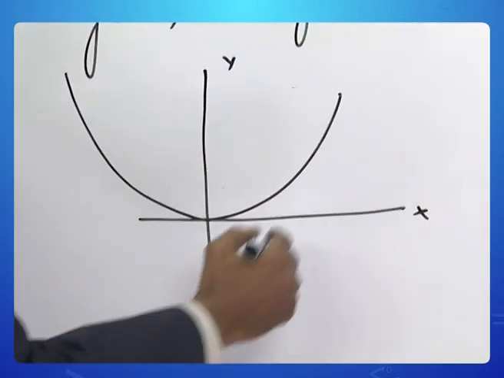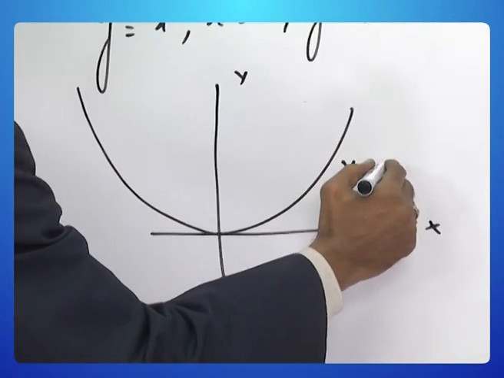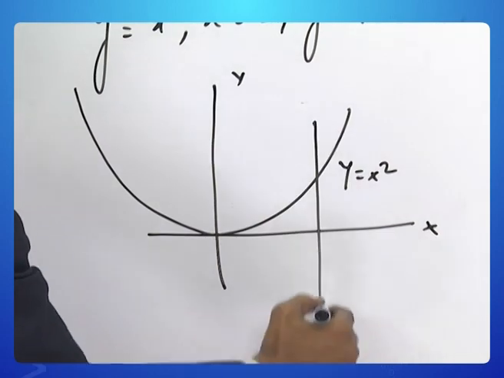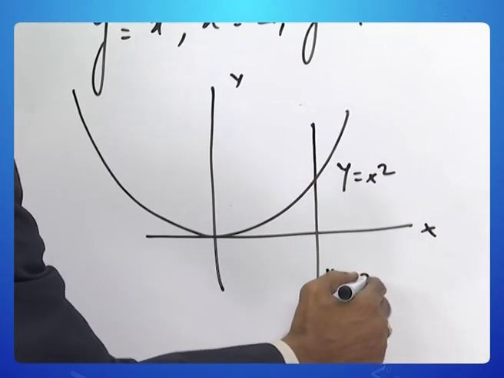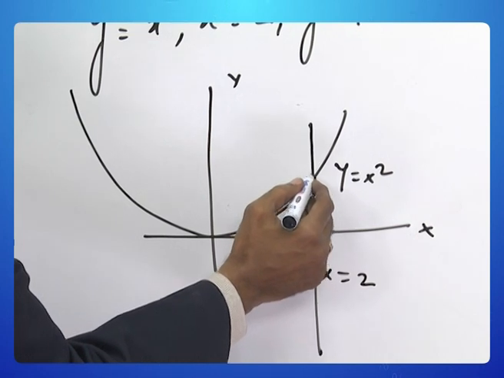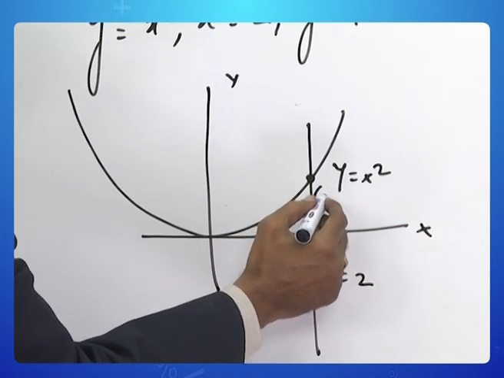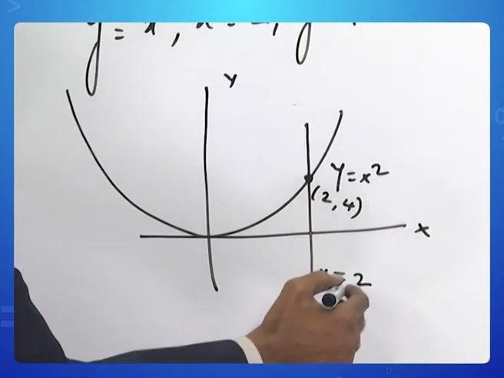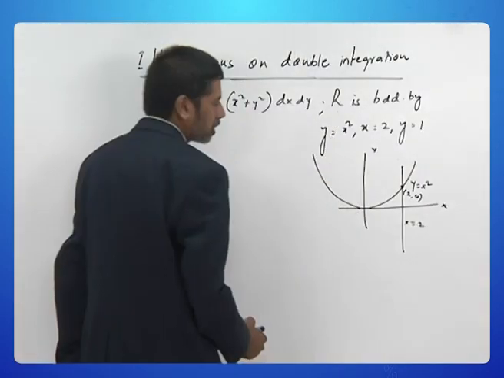This is y is equal to x squared. This is the line x is equal to 2. So this intersection point will be 2, 4. For x is equal to 2, y is equal to 4.